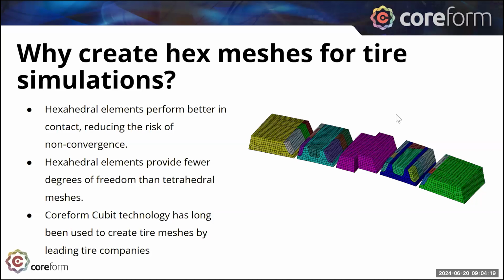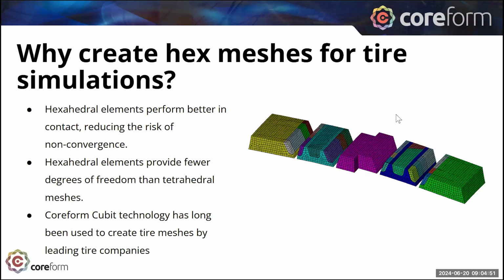Then Cubit has long been used to create tire meshes by leading tire companies. Part of the reason for that is tires are built in layers, and those hexahedral meshes can help capture those layers. When you're doing wear analysis, it wears off in those layers. Once again, those hexahedral elements can be used to adjust that and to do wear analysis. So that's some of the reasons why people choose Cubit to create hexahedral meshes for doing tires.